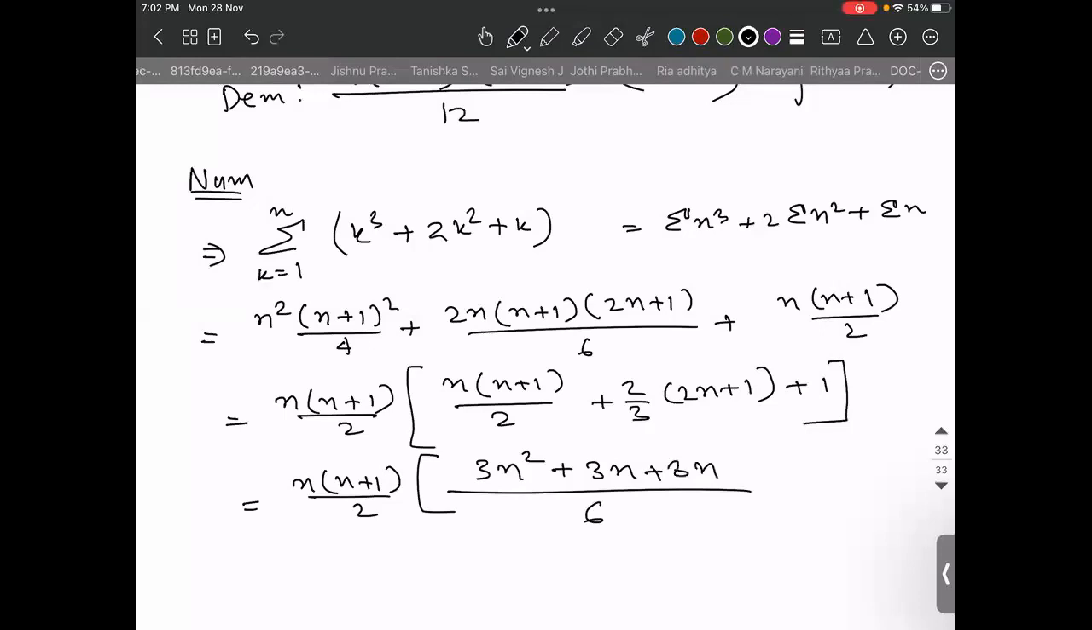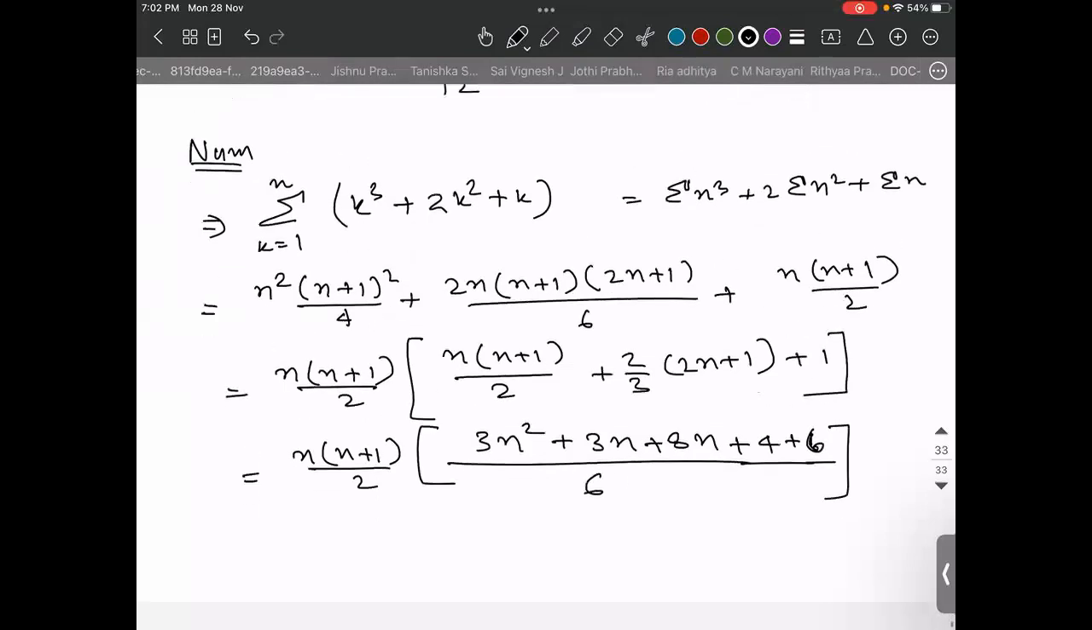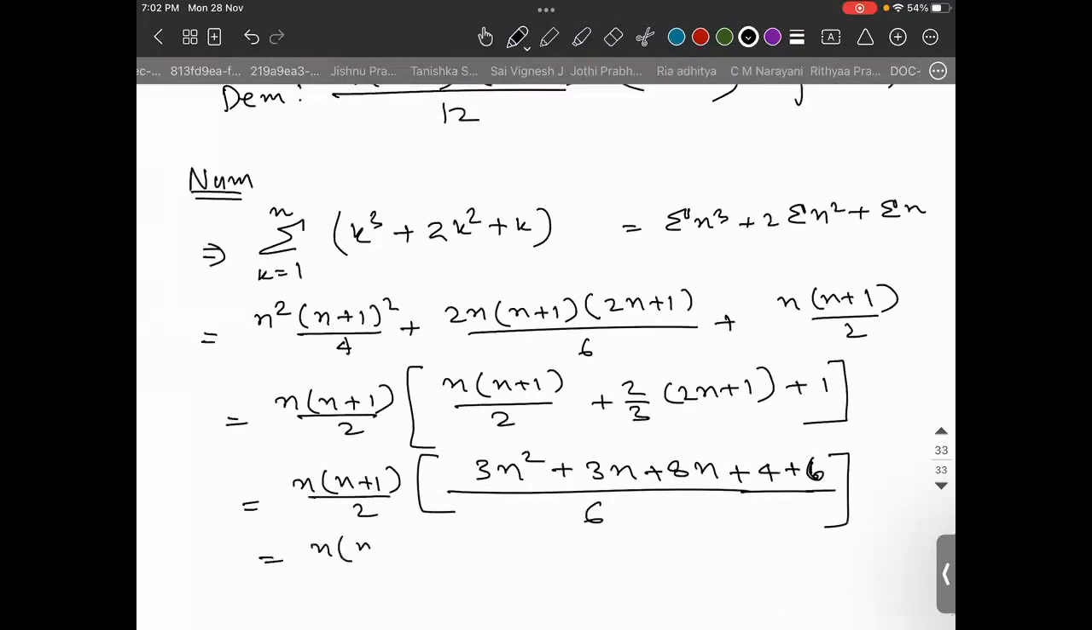8n, right? This will become 8n plus 2 to 4 plus 1, right? Plus, sorry, 4 plus 6. LCM, no? So we are taking, so this term will become n into n plus 1 upon 2. So this will be 3n square plus 11n plus 10 upon 6.